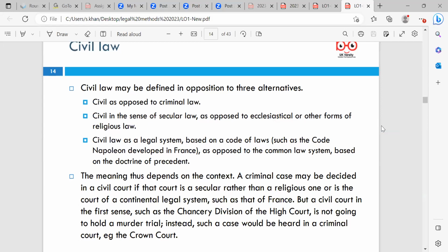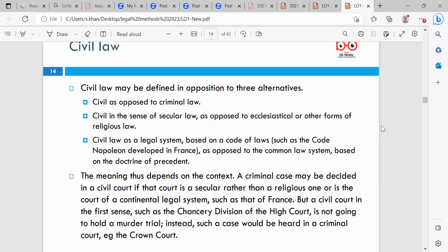Civil law as a legal system based on the code of law, such as the Code of Napoleon, developed in France, as opposed to the common law system based on the doctrine. The meaning thus depends on the context. A criminal case may be decided in a civil court if the court is a secular rather than a religious one, or is the court of a continental legal system, such as that of France.